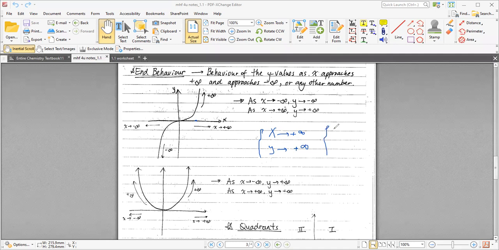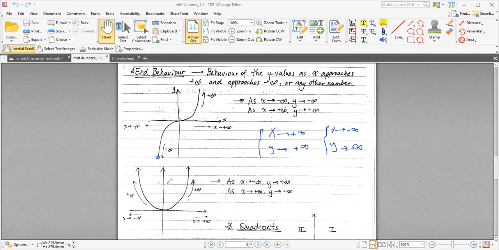Now I want to see what happens when the x goes to negative infinity. For that one, I need to look at this end because the x of negative infinity is happening here. When the x is negative, the y is negative, right? So the y goes to negative infinity, a negative big number.